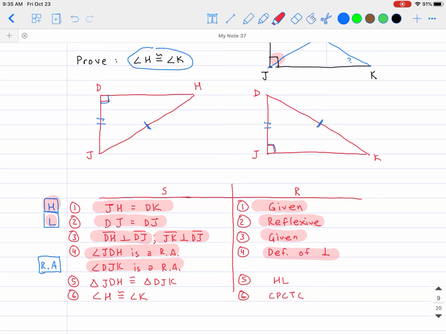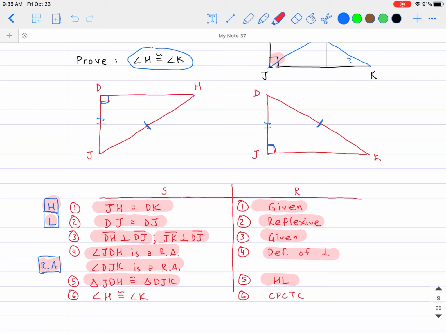Okay, the last part, we have DH is perpendicular to DJ. JK is perpendicular to DJ, that's given. And from there, we can then form our right angles, and that's the definition of perpendicular. Remember, in HL, we don't have to show that those last two angles are congruent to each other. We can just show that they're right angles, and that's sufficient. Now we have everything. We have the hypotenuse, we have the leg, we have the right angle, and therefore, we can say that the two triangles are congruent to each other.